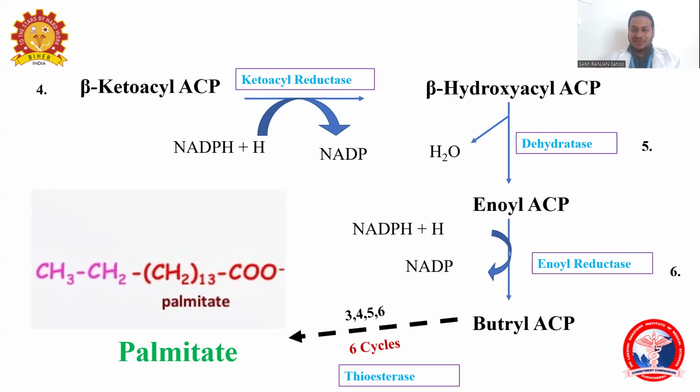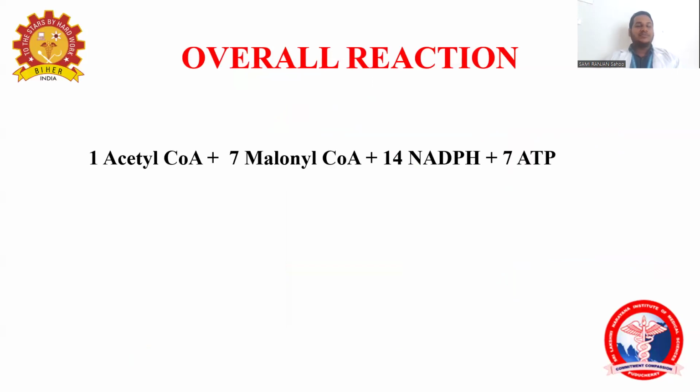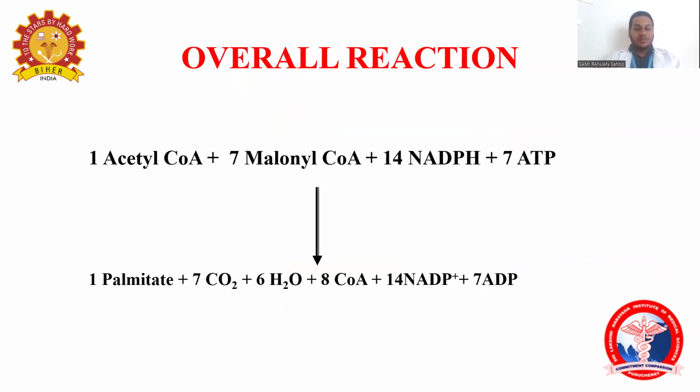This is the formation of fatty acid. Is this clear? Yes. Next, we are going for the overall reaction. The overall reaction is one acetyl CoA entering along with 7 malonyl CoA and 14 NADPH, and it requires 7 ATP to form one palmitate.